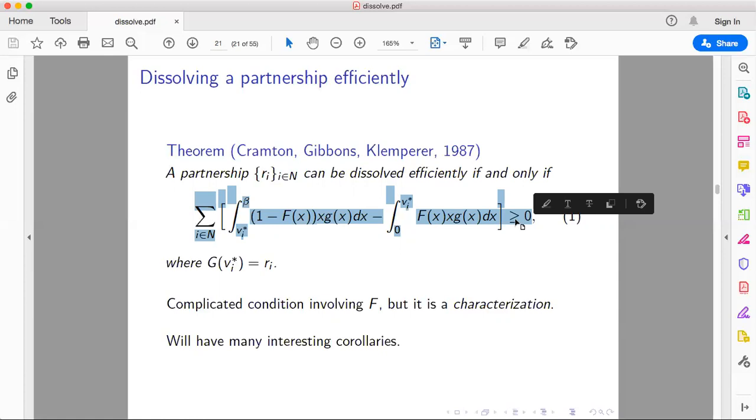So the proof has to be constructive. We will construct a mechanism and show that it will satisfy all the constraints if this inequality is satisfied. That's the sufficiency direction.